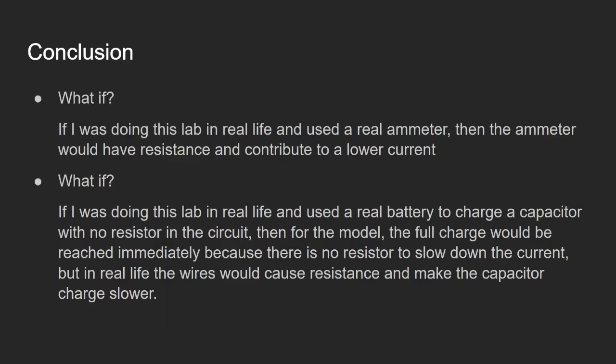Conclusion: what if I was doing this lab in real life and I used a real ammeter? Then the ammeter would have resistance and therefore contribute to a lower current. Now, if I was doing this lab in real life and used a real battery to charge a capacitor with no resistor in the circuit, then in the model, the full charge would be reached immediately because there is no resistor to slow down the current. But in real life, the wires would cause resistance and make the capacitor charge slower.